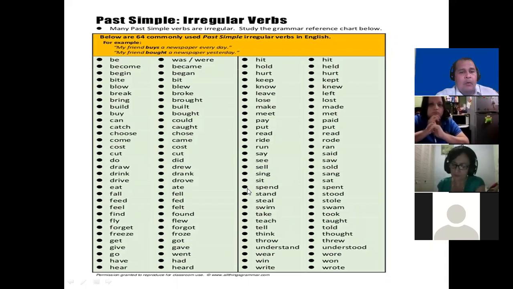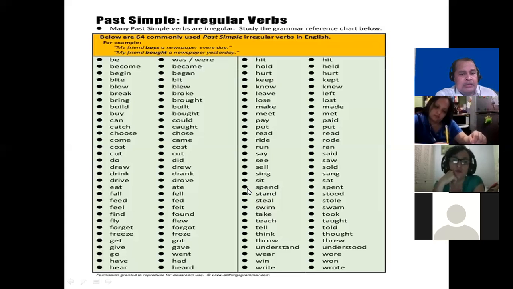Okay, be, was, were. Become, became. Begin, began. Bite, beat. Blow, blew. Break, broke. Okay, bring, brought. Build, built. Buy, bought. Can, could. Catch, caught. Choose, chose. Come, came. Cost, cost.